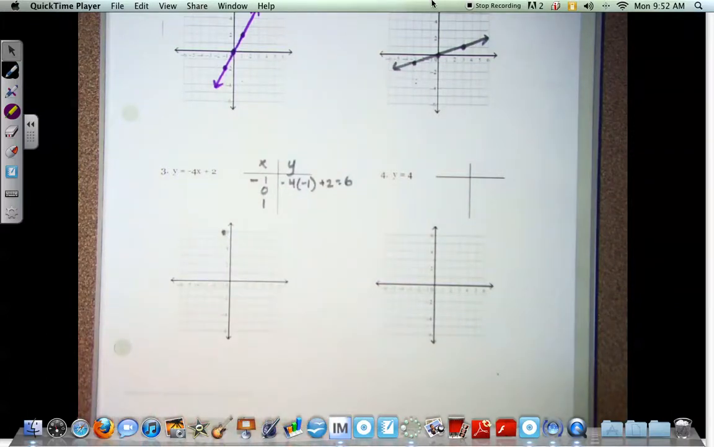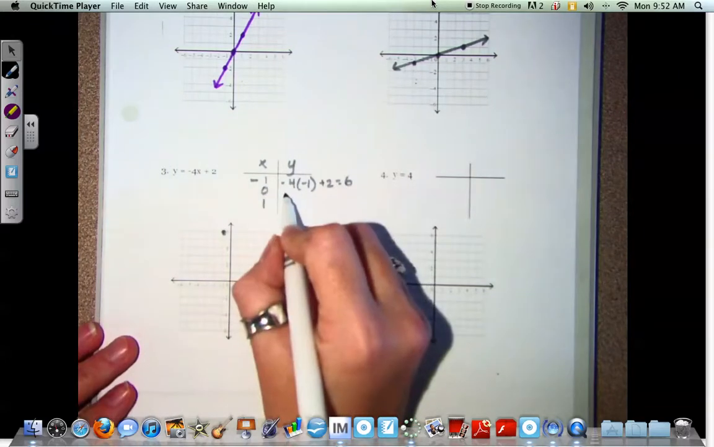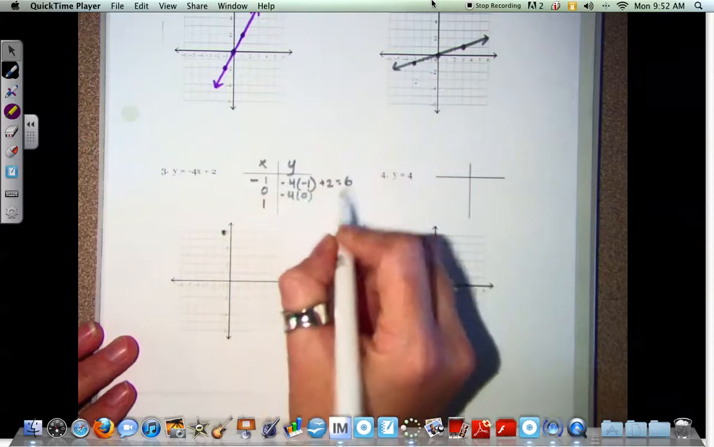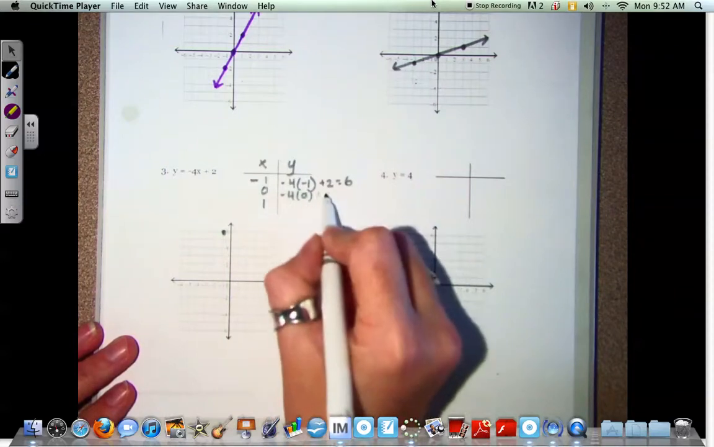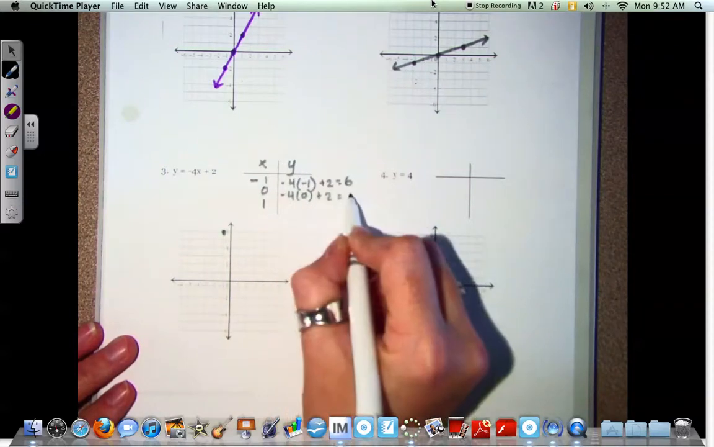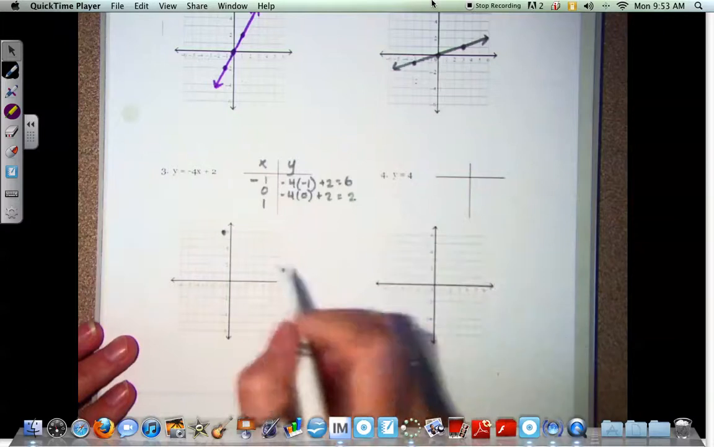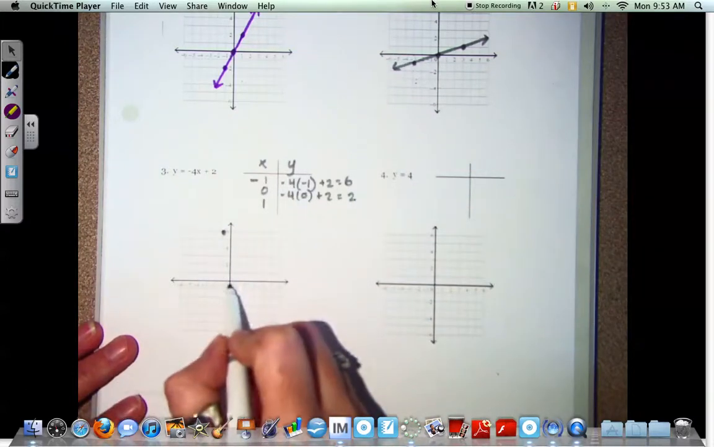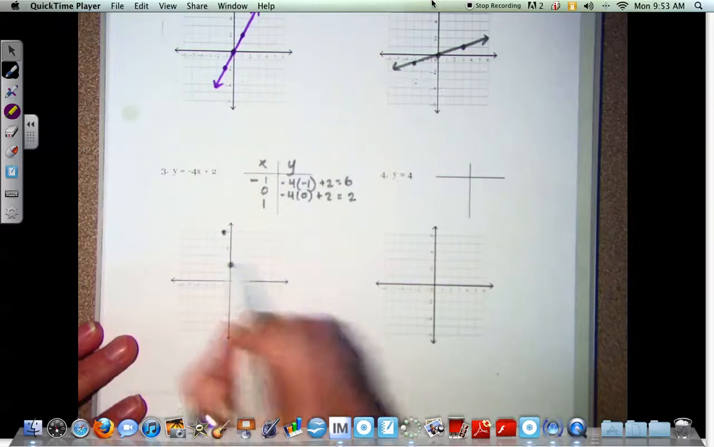We have to write out the thing for the next one, even though we already know it's going to be 0. It's not going to be 0. You have to add the 2. -4 times 0 gives you 0 plus 2 equals 2. So your coordinate is 0, 2. So we go over 0, up 2.